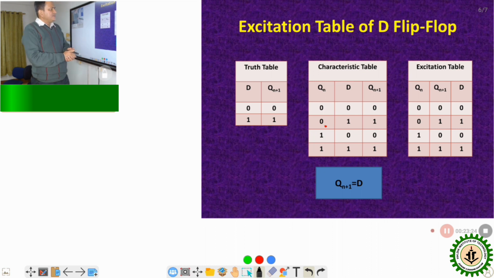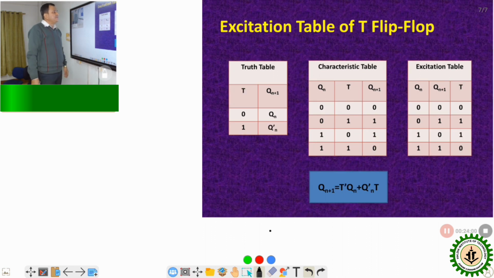Now look at the transition: 0 to 0, 0 to 1, 1 to 0 and 1 to 1. Again I am repeating, that is present state to next state. So for 0 to 0, D will be 0. 0 to 1, D will be 1. 1 to 0, D will be 0. 1 to 1, D will be 1. That is comparatively easier with respect to SR or JK flip flop. And that is the characteristics equation; we can have it from this table using a simple K map.